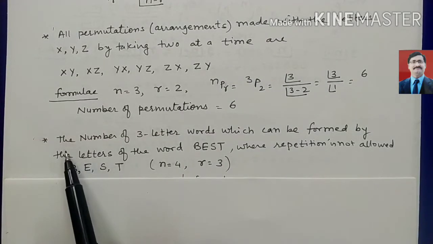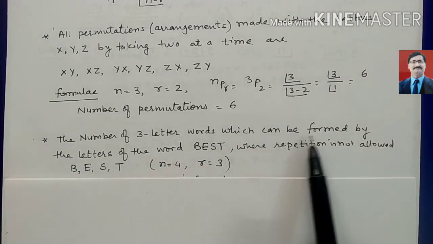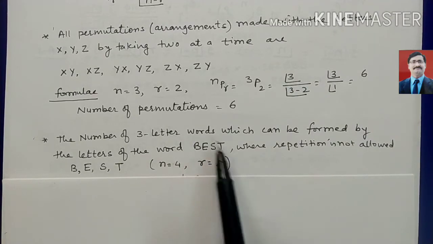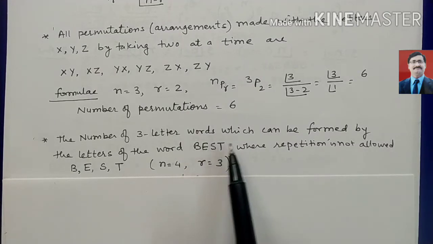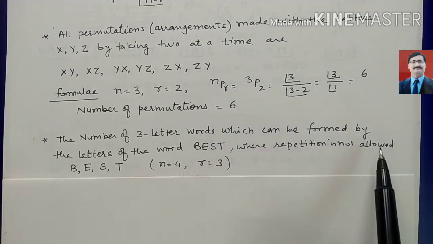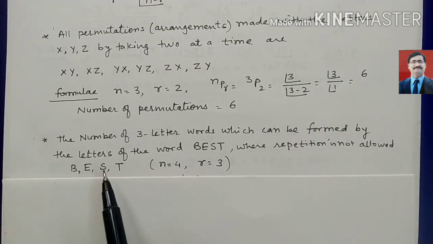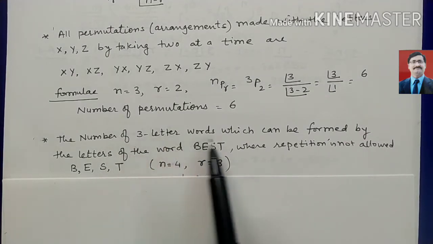Now we take one more example: the number of three-letter words which can be formed from the letters of the word BEST. We use these letters. How many letters? 1, 2, 3, 4 letters, and all are different letters. Repetition is not allowed, we will not repeat any letter. So we have B, E, S, T, four letters. So n equals 4, and we have to prepare a three-letter word.